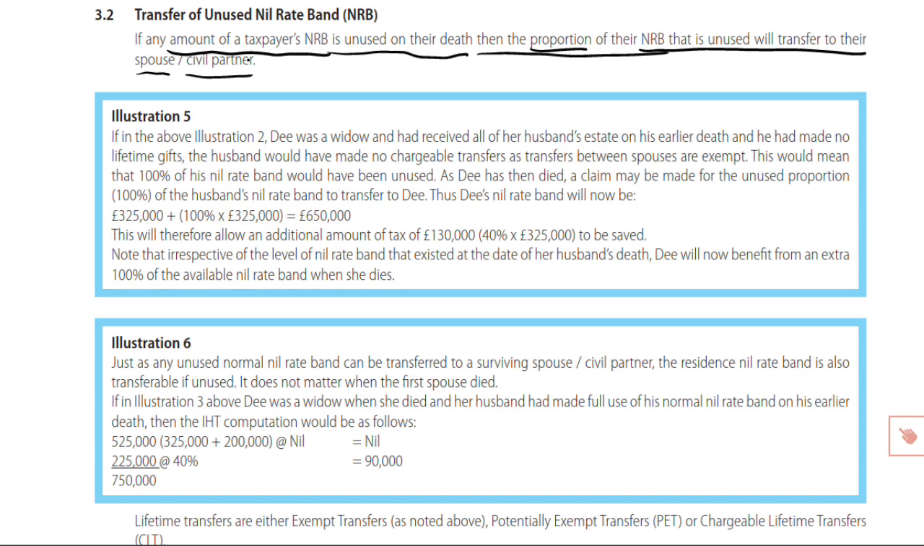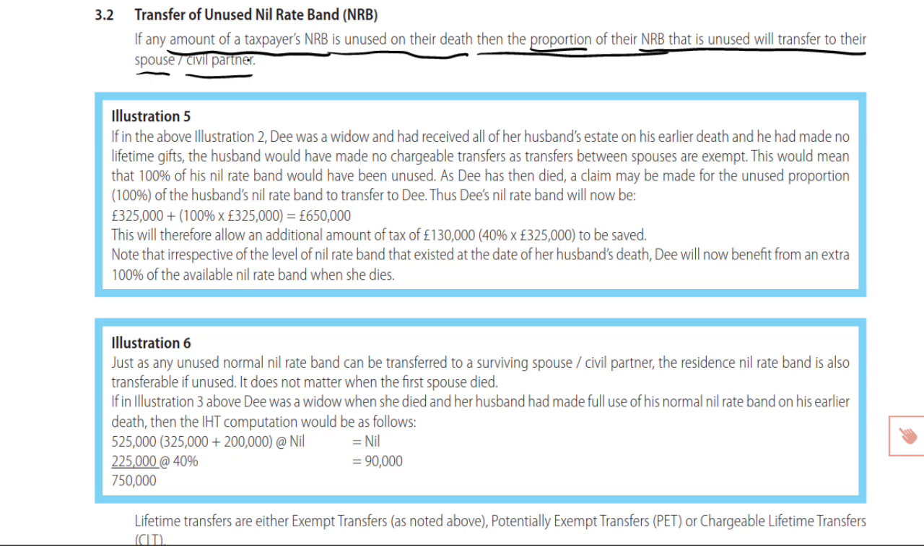Back before we had the transferability of an unused nil rate band, think what would happen on the death of the first spouse. Normally, on the death of the first spouse or civil partner, they are likely to leave it to the other spouse or civil partner, and transfers between spouses are exempt. So that would mean first spouse dies, leaves everything to surviving spouse. Before this rule came in, only 10 or so years ago, that would mean that on the first spouse's death, we didn't use any of the then nil rate band. And then we lost it.